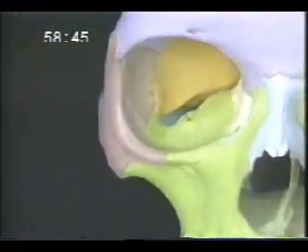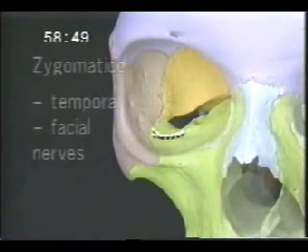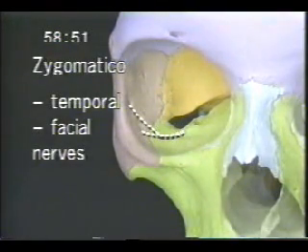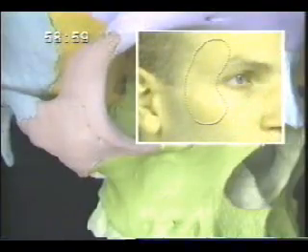Last of all, the maxillary nerve gives off a zygomatic branch. This divides into the zygomaticofacial and zygomaticotemporal nerves. These pass through the zygomatic bone, emerging here to supply this part of the cheek.